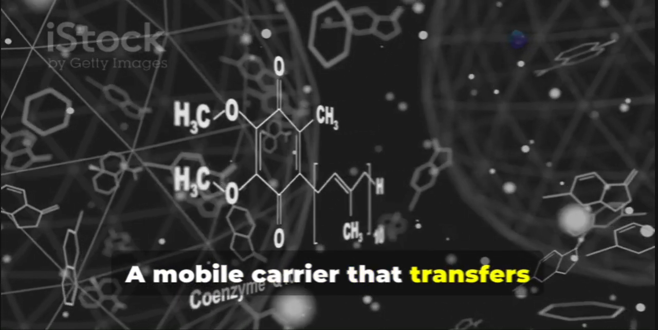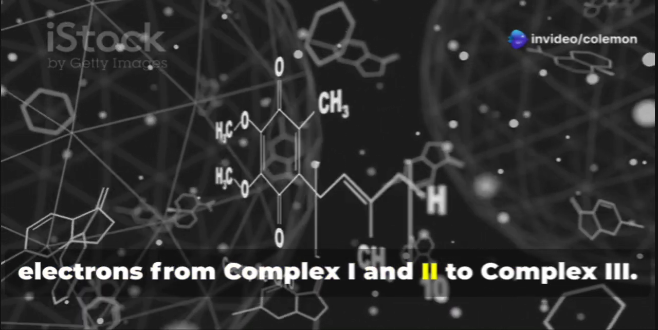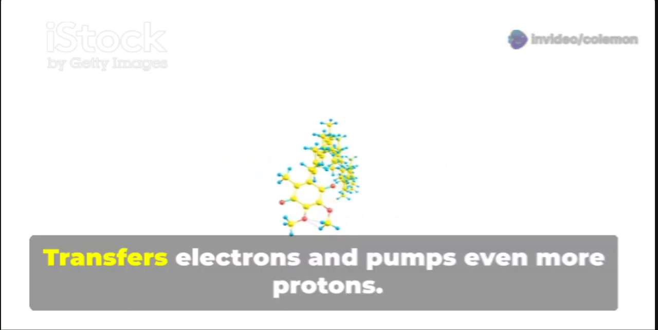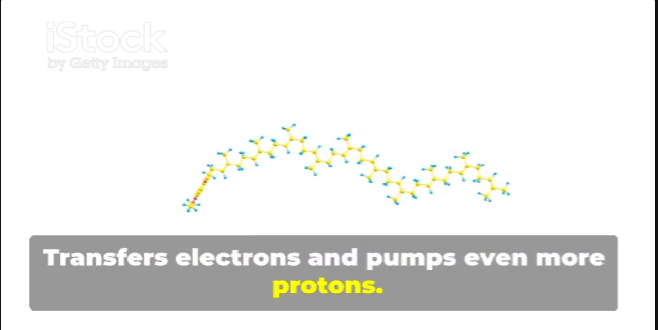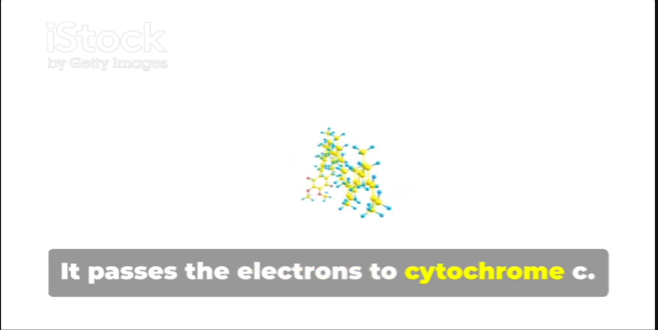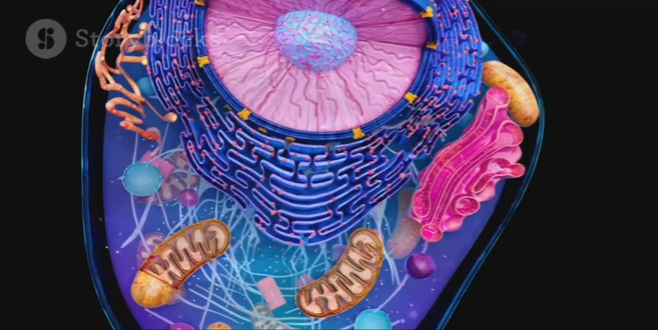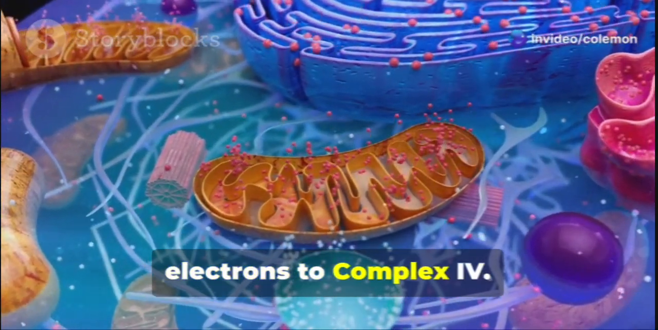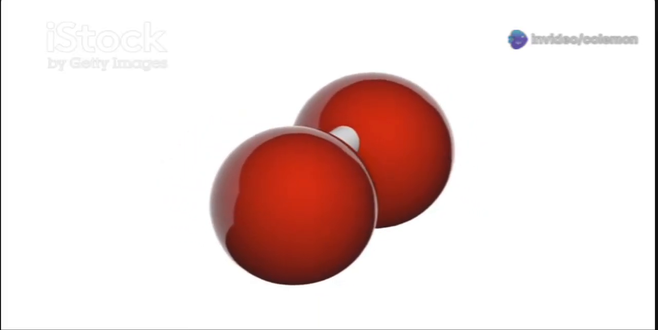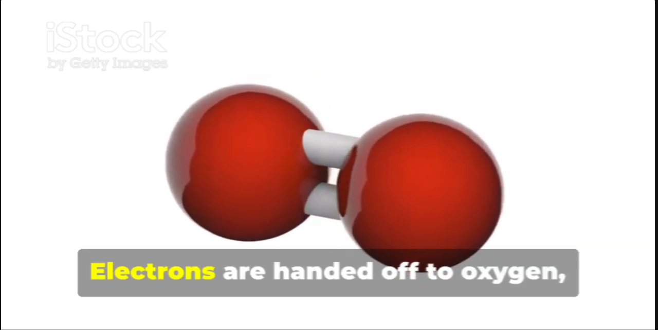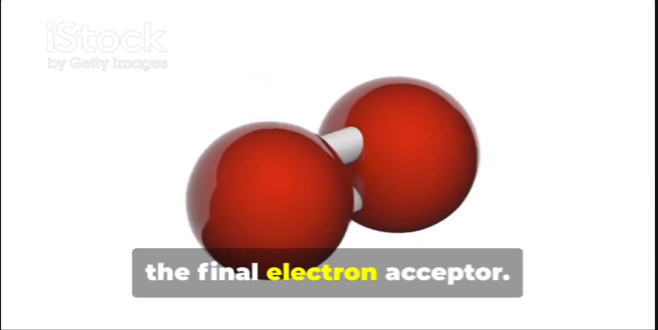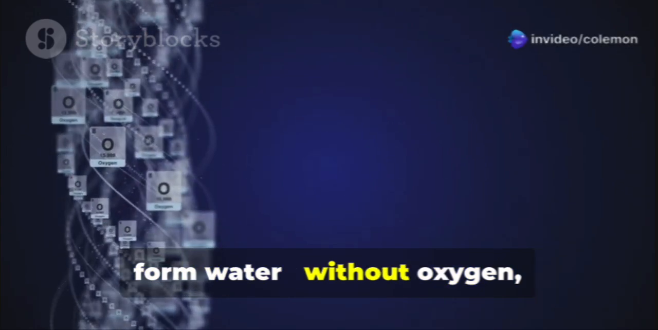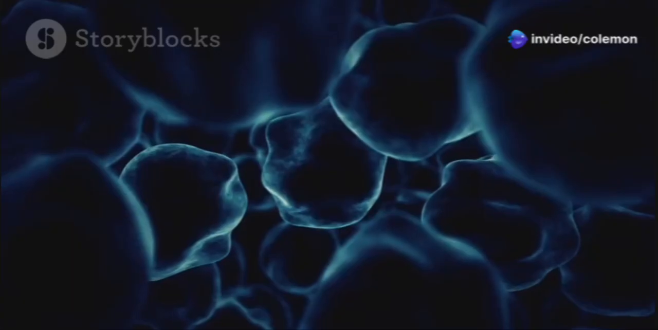A mobile carrier transfers electrons from complex 1 and 2 to complex 3. Complex 3 transfers electrons and pumps even more protons. It passes the electrons to cytochrome c, a tiny shuttle protein. It carries electrons to complex 4. Electrons are handed off to oxygen, the final electron acceptor. Oxygen combines with hydrogen ions to form water. Without oxygen, the whole chain stops.